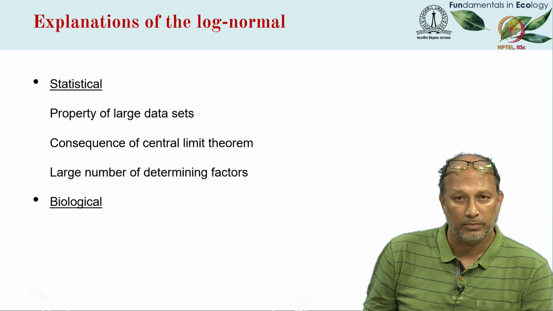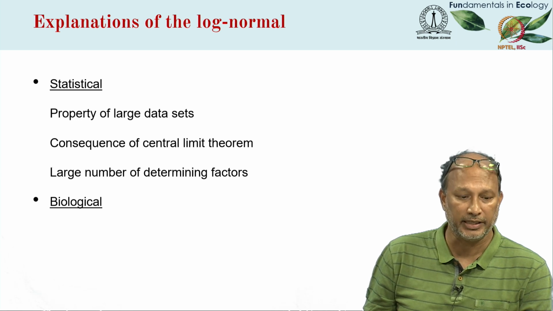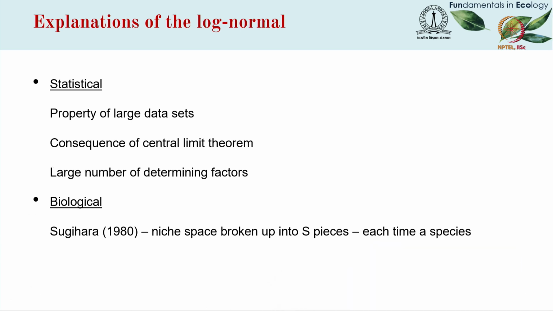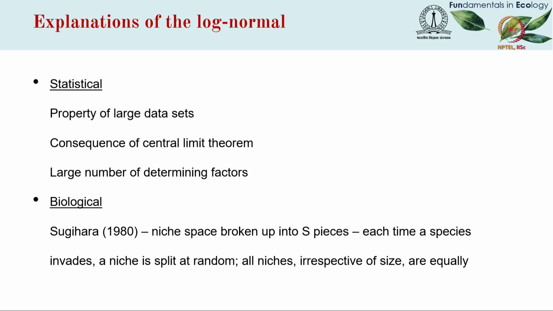Now, there also have been biological explanations. Sugihara in 1980 argued that when a niche space is broken up into species, each time a species invades, a niche is split at random. All niches are equally likely to be selected for division, and that in a system such as this, the community would tend to have a log normal distribution.